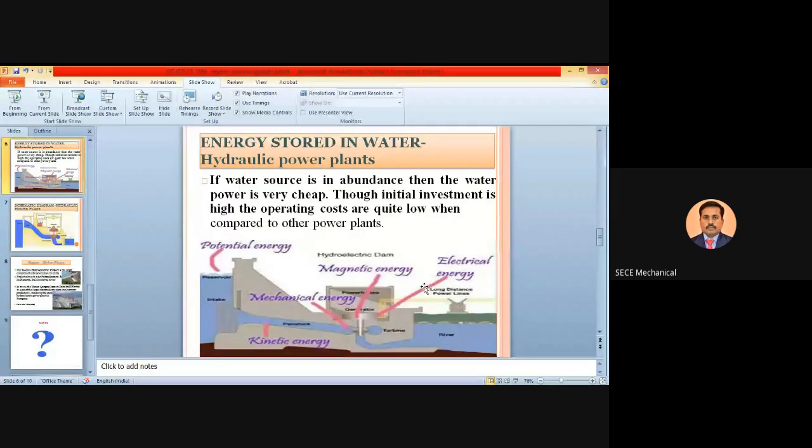And also the operating cost is quite low when compared to other power plants. If you initially invest, then there is almost a very minimum amount of operating cost. Only the initial stage requires a high amount, and for the remaining period you can develop the power and run the power plant with lower operating cost. So these are some advantages as well as some disadvantages of the hydro based power plant.